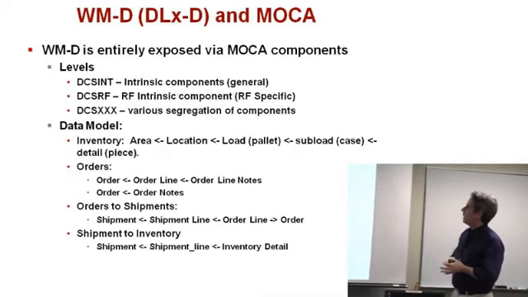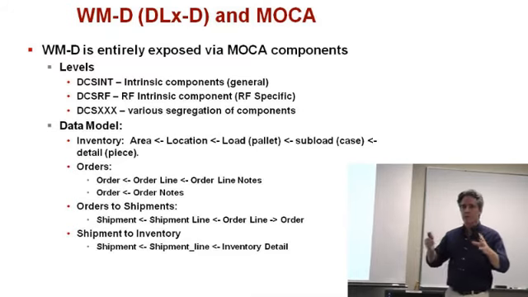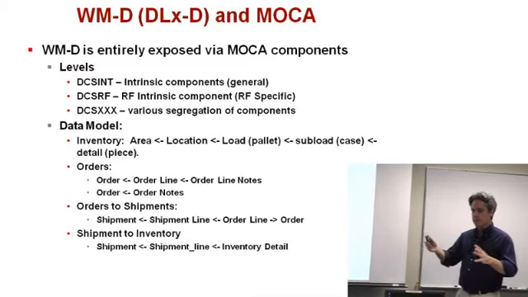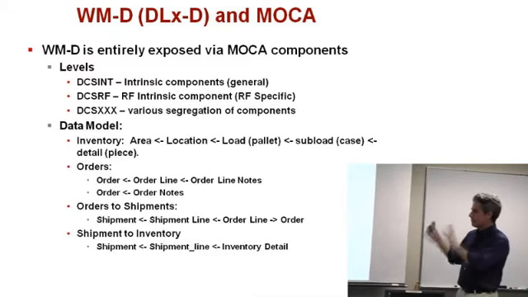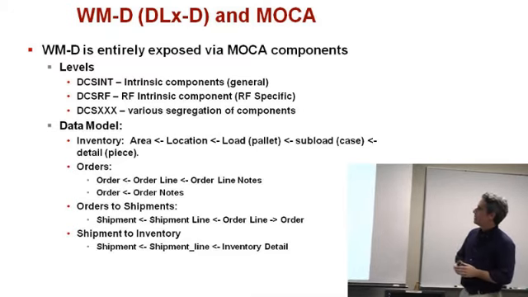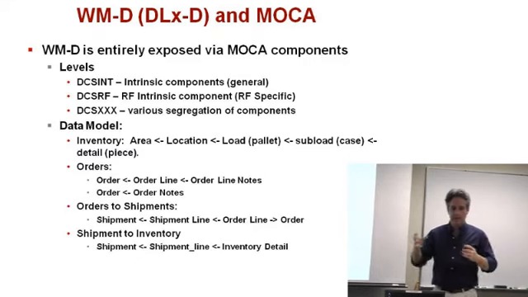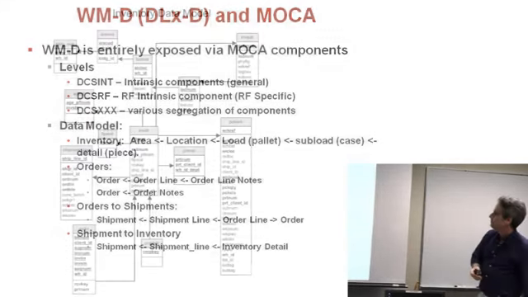The basic data model is, and we'll go through this the next couple slides, we'll go through this in various different ways. Essentially it boils down to warehouse, area, location, pallet, case, pieces. We'll talk about in subsequent modules additionally order line, order notes, how the shipments relate to orders, and how the shipment models work together and link back to the inventory model.